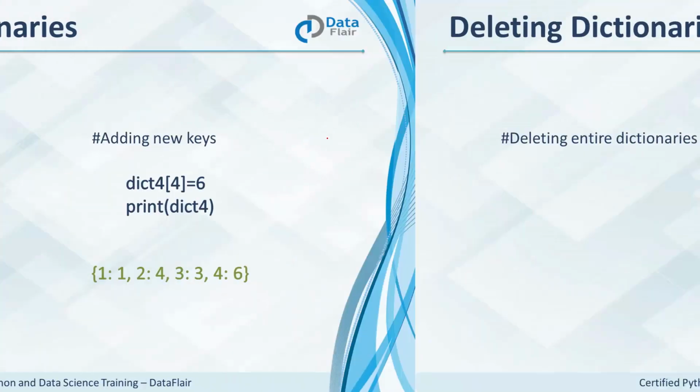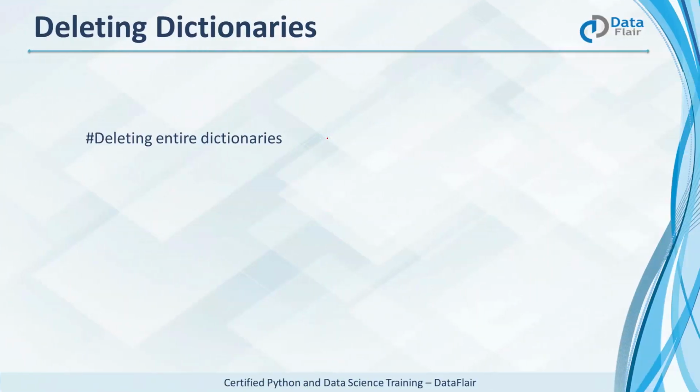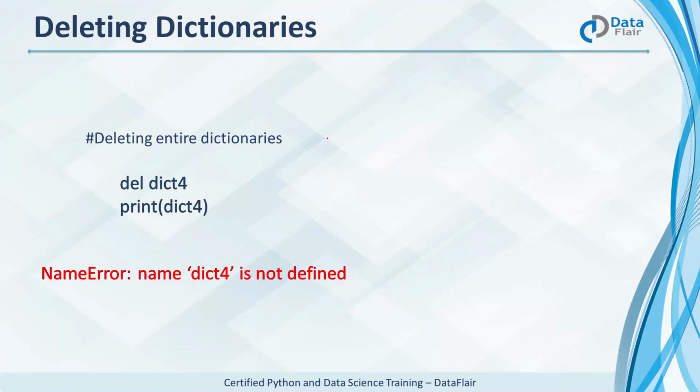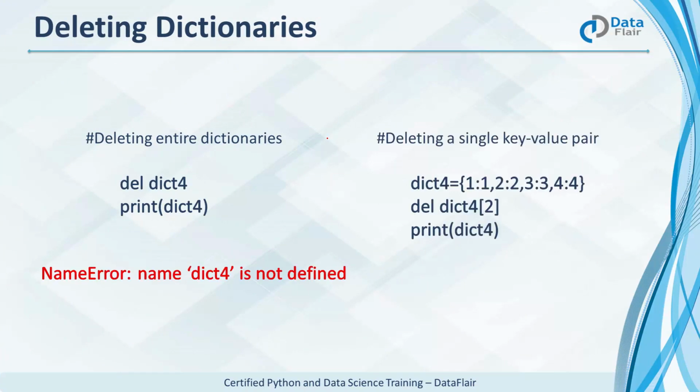Let's delete an entire dictionary. Dict4 now no longer exists. And if we only delete a single key-value pair, the pair 2, 2 has now been deleted from the dictionary.